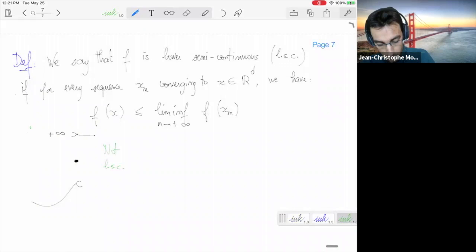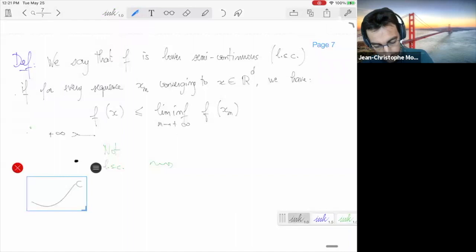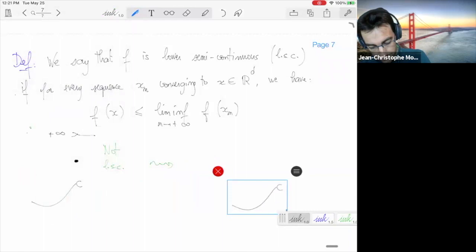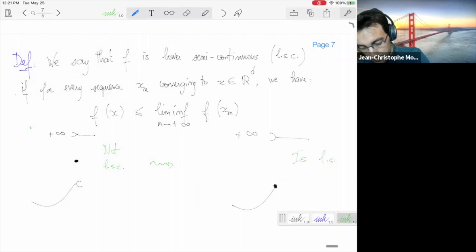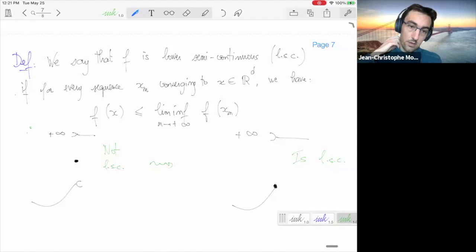Let me see if I can copy this. What I'm going to do is just decide that now the value of the function is just here, and then it's plus infinity. And this is LSC. So this lower semi-continuity is about making sure that the points at the boundary are not jumping away.